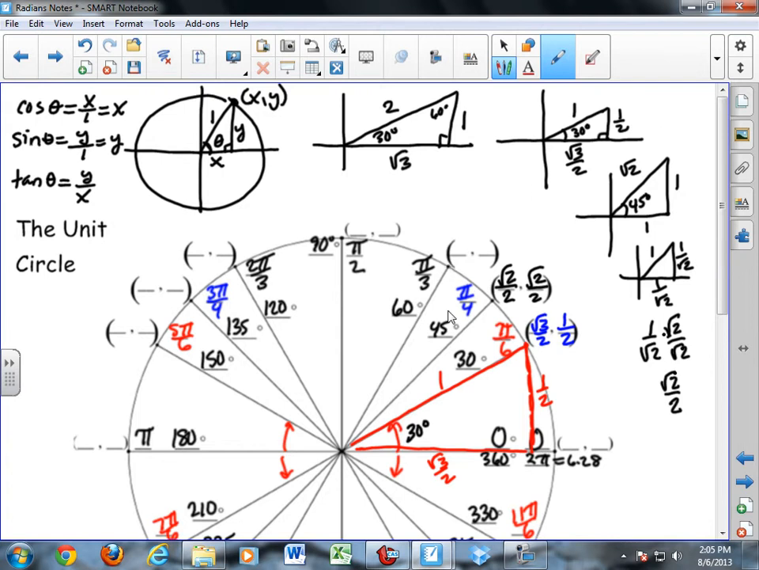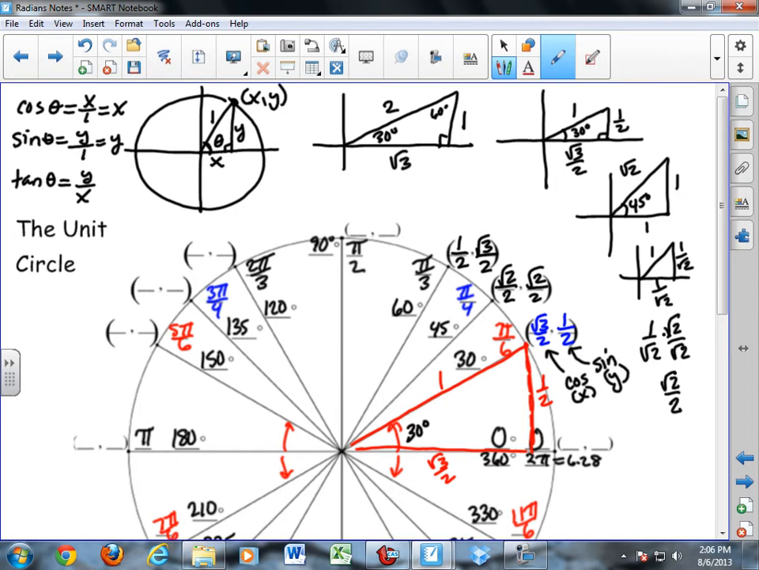When I get to 60 degrees, it's just the 30 degree turned the other direction. So now the tall side here, or the y value, is going to be square root of 3 over 2, and the short side is going to be 1/2. So 1/2 is the cosine value, 1/2 and square root of 3 over 2. So the sine and cosine values are found by the coordinates of the point on the unit circle. Cosine goes with x, and sine goes with y.